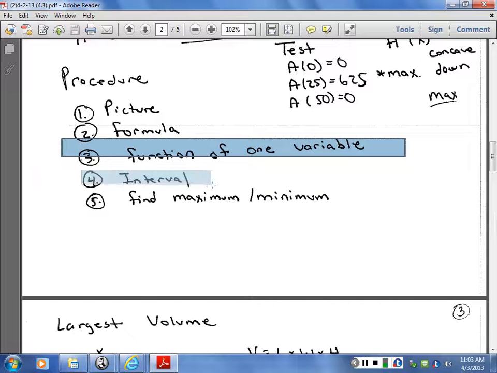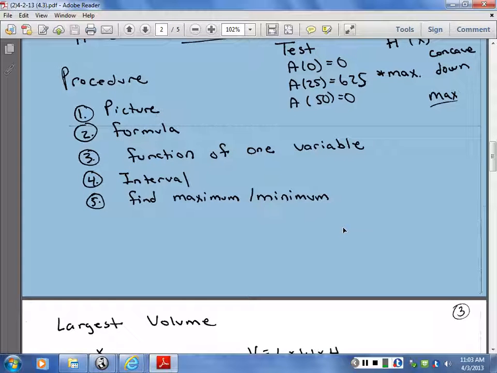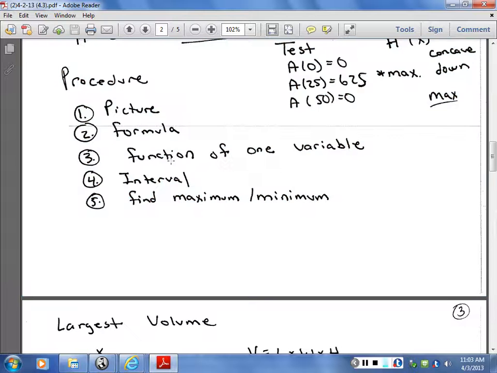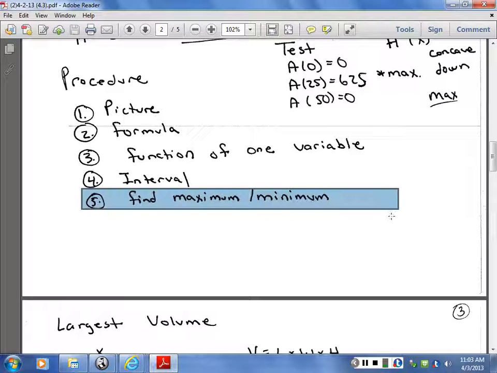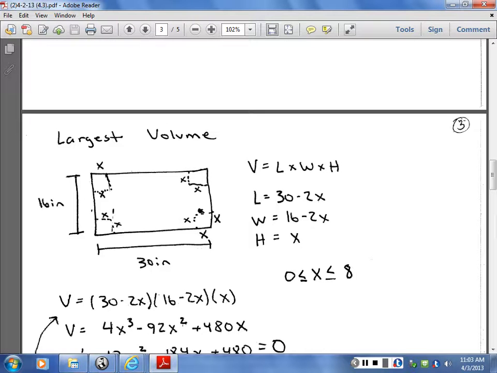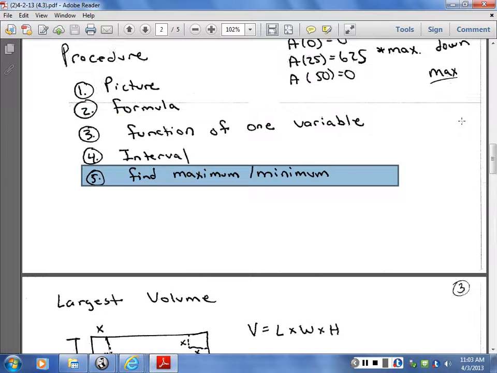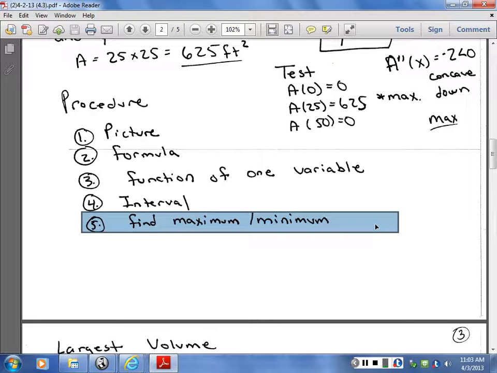And then step 4 is to think about the interval. So when does it make sense for the function to exist on your one variable? So you want to state that out. And then find maximum and minimum. And by finding the derivative, setting that equal to 0, and either testing your critical points or doing your second derivative test. Excuse me, like looking for the maximum or minimum, we can use either the first derivative test or the second derivative.